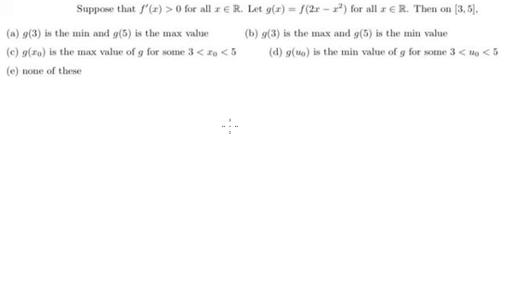So now I will show you how to answer. Suppose that the first derivative of the function f(x) is greater than 0 for all values of x belonging to the real numbers. Let g(x) equal f(2x minus x squared) for all x belonging to the real numbers. Then, on the interval from 3 to 5. So now I will show you how to answer.